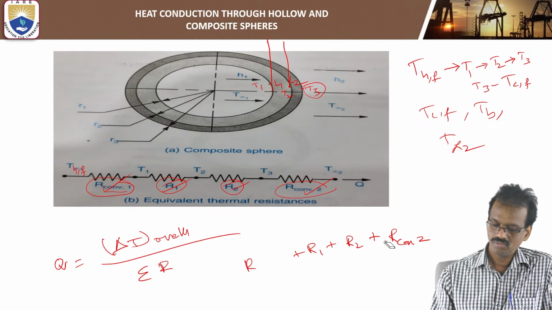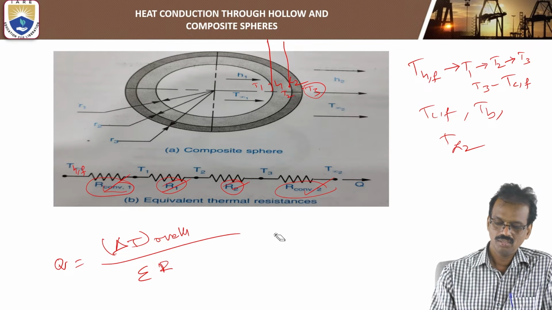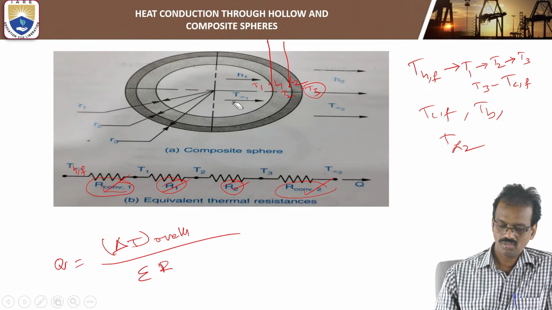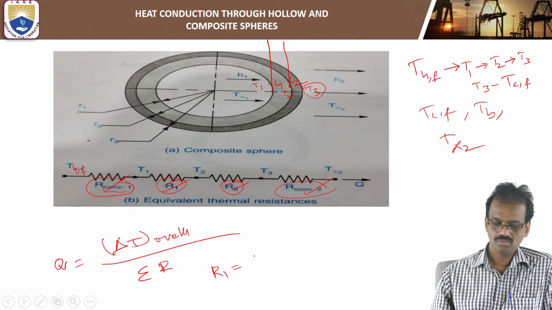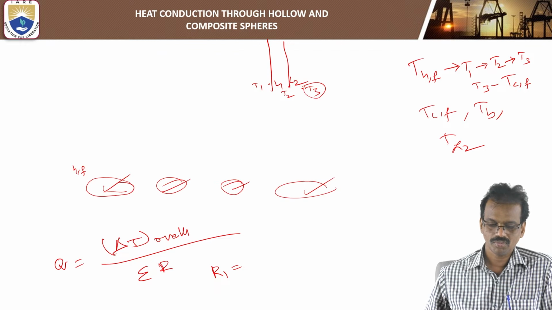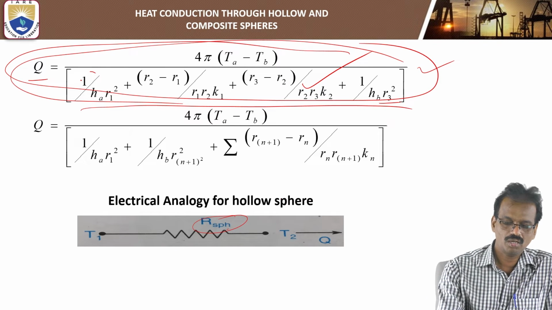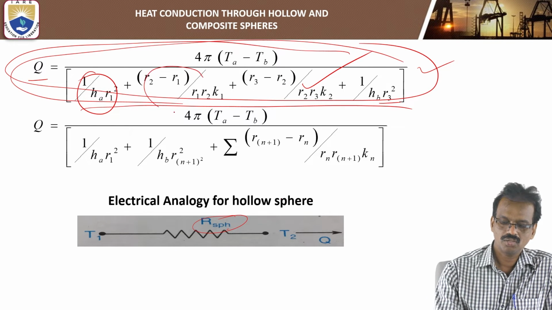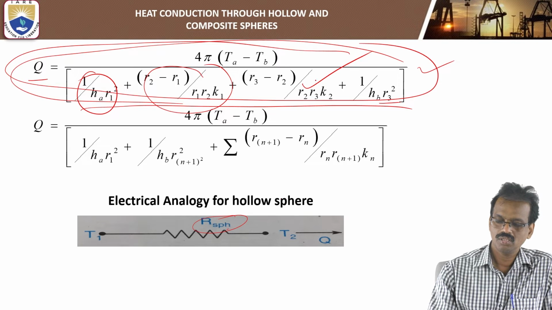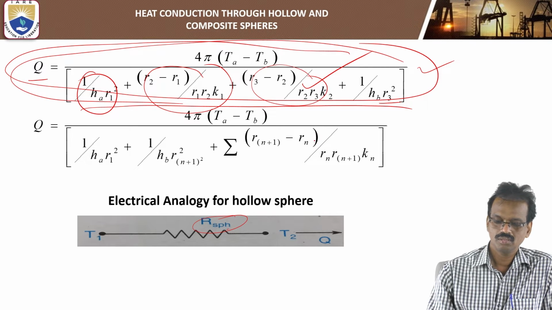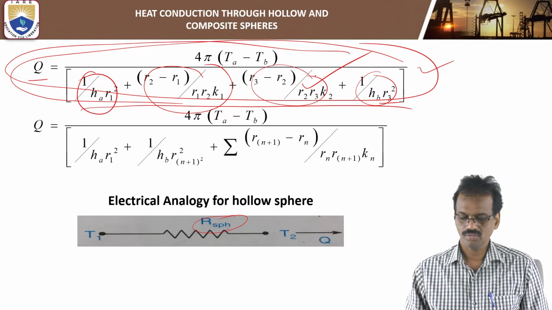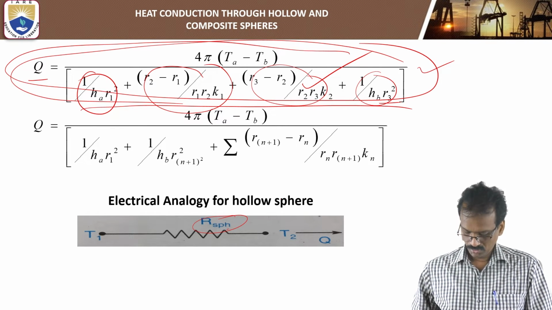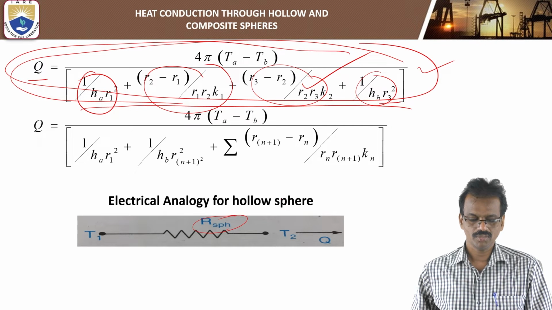You can write like this: the thermal resistivity of convection 1. You know that R1 is equal to, according to the previous one, this is the R1, this is the R2, and this is the R3. Okay, so R1, R2, and this is just like convection 3. You can rewrite like this one.